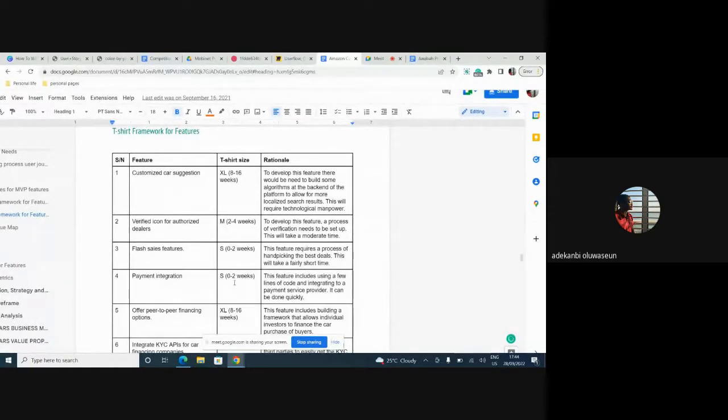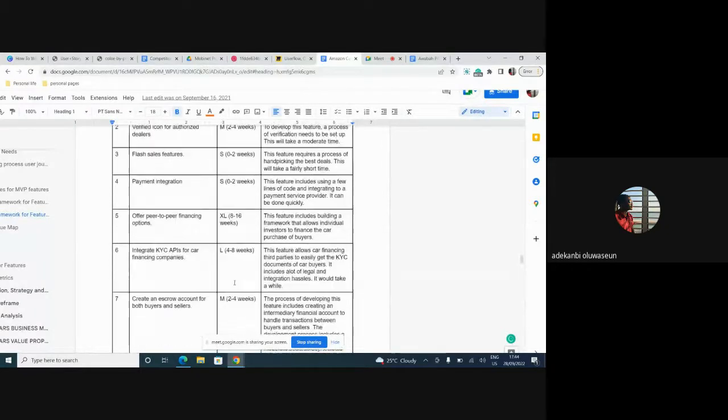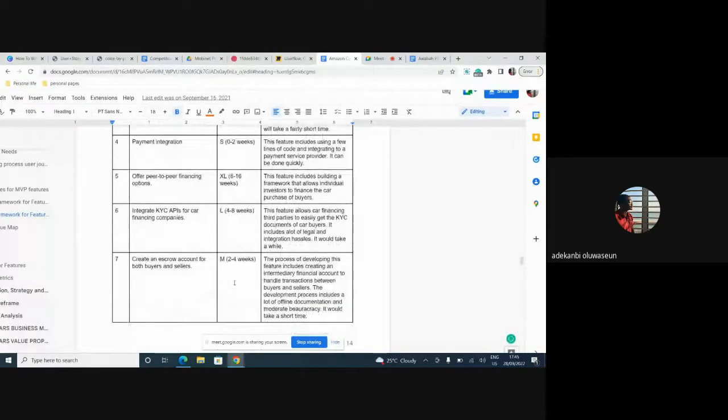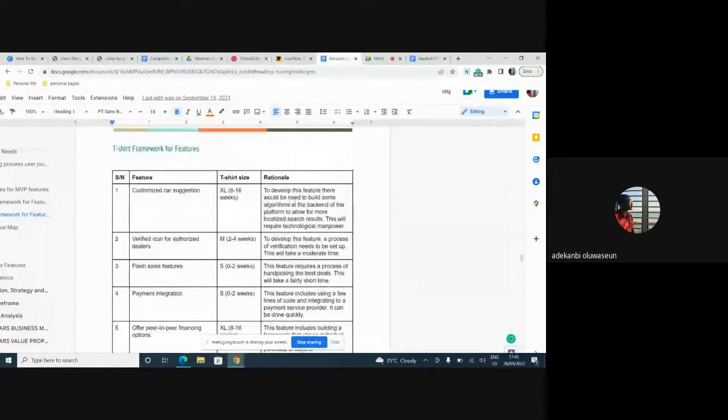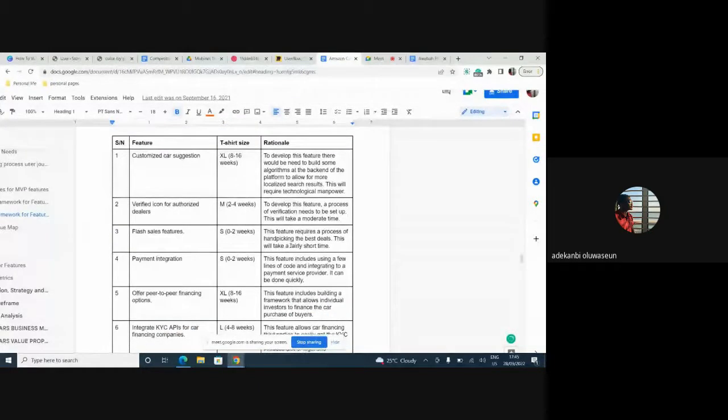What the T-shirt framework does is categorize the features based on the time they take. So the T-shirt codes are compared with time. When you say extra large, it means maybe it will take you 10 weeks. Large, maybe 5 weeks. Medium, 3 weeks. Small, maybe 2 weeks. So you are estimating time and using that to represent the code. I'm sure you can see that on your screen, and you can see the rationale beside it that says, okay, this is going to take a longer time.